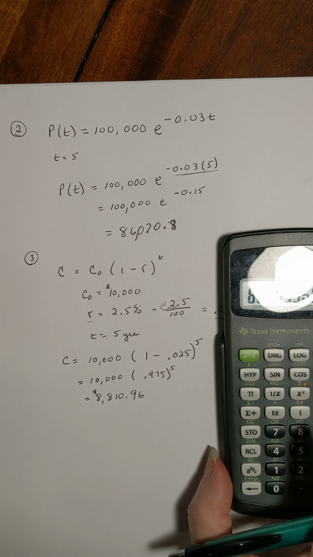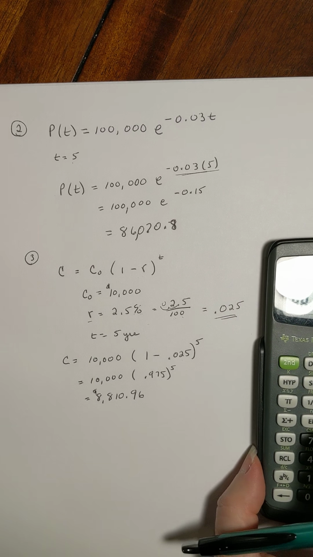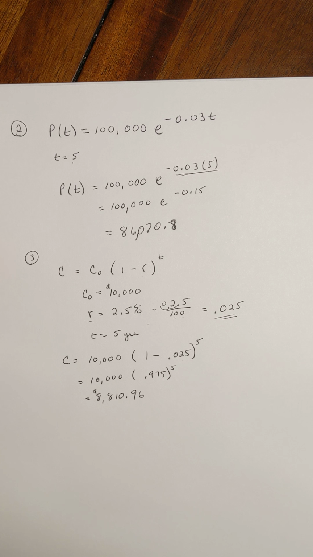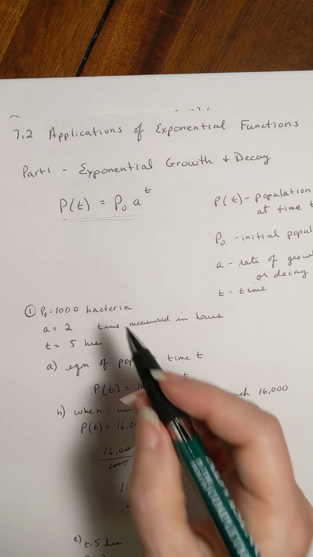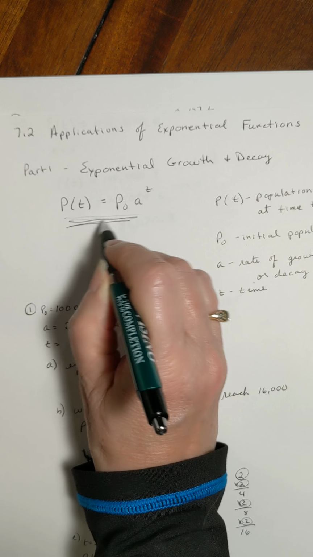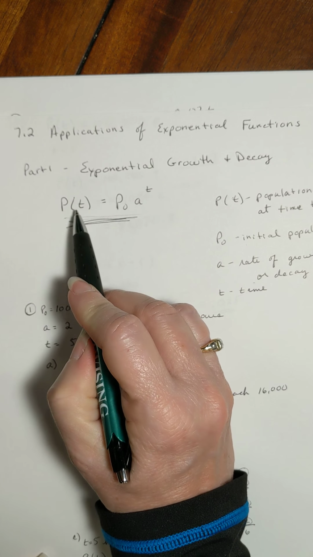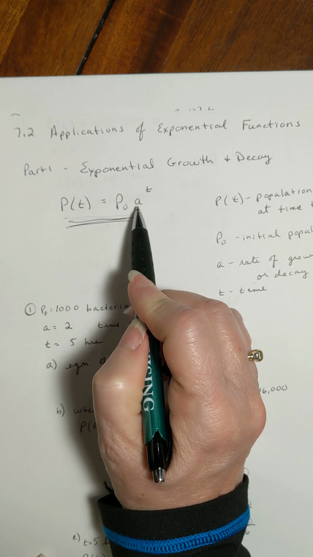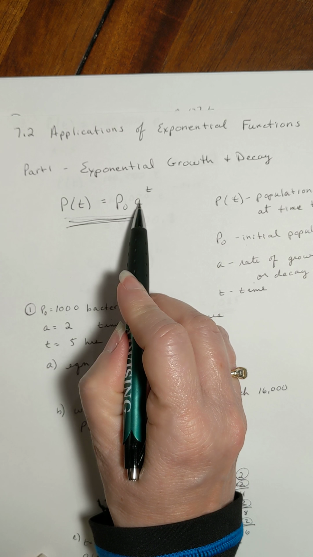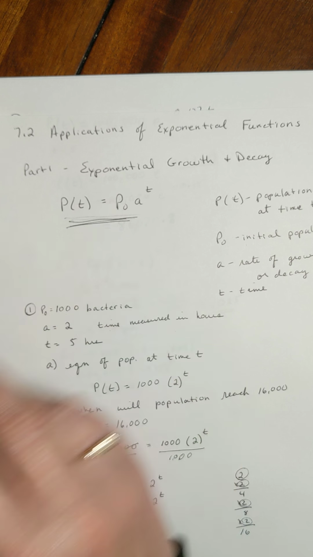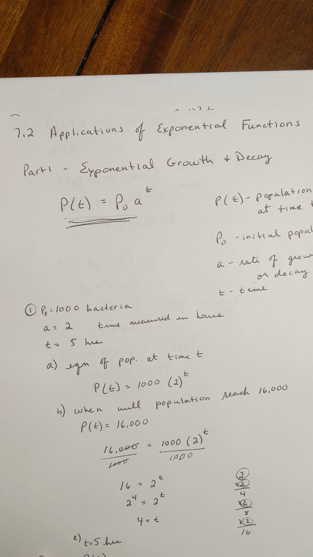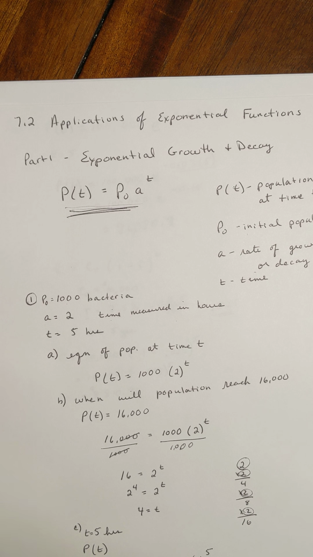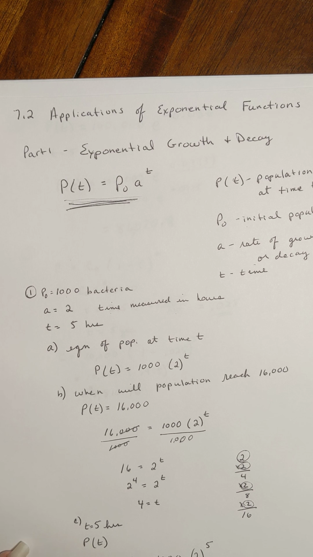So all of these, they kind of give you the formula. And in the first one, they didn't really give the formula to you, but if they do not give you the formula, and this formula is on your formula sheet, it's a population is equal to the initial population times the rate of growth or decay raised to the t time. All right, so this is part 1, exponential growth and decay.